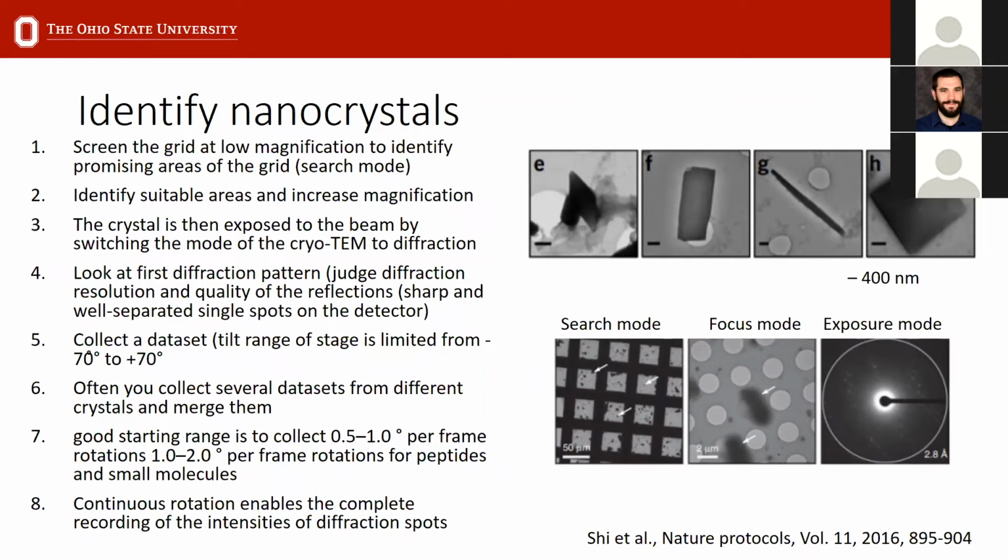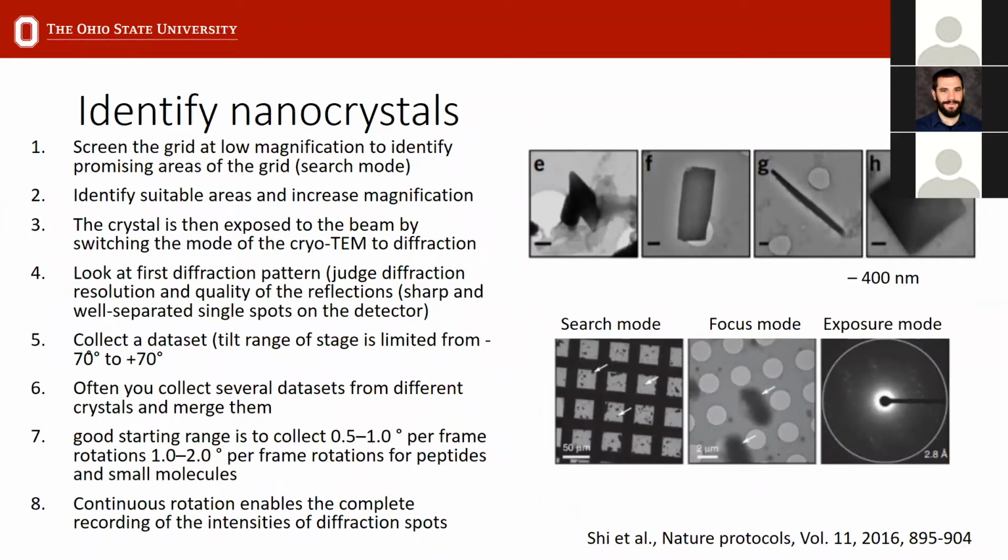Now, you have to remember that because it is a microscope, the tilt range is limited from -70 to +70. So the maximum number of degrees you can collect is 141, but you rarely ever use that. The challenge is that often radiation damage limits your data collection. What you have to do is collect several data sets from different crystals, and then you merge them.